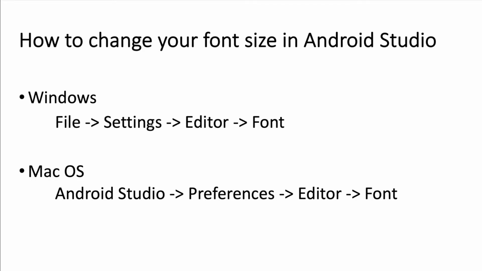Today I'm going to show you how to change your font size in Android Studio in a very simple way. So on Windows, you go to your File, Settings, your Editor, and then Font. But on Mac OS, you go to Android Studio, your Preferences, your Editor, and then Font, and you're able to change your font size there easily.